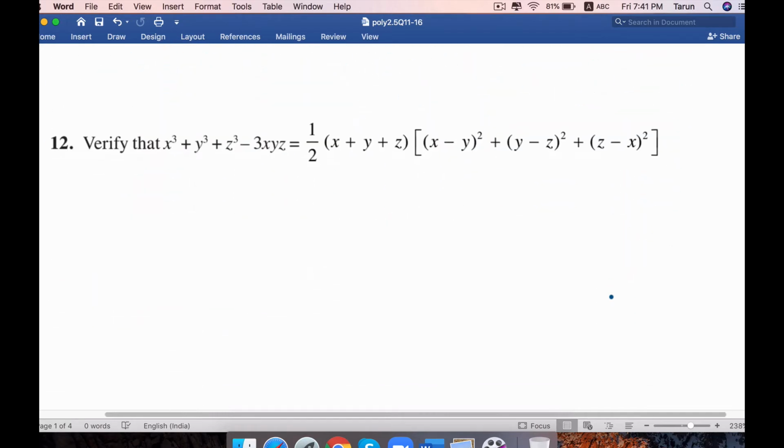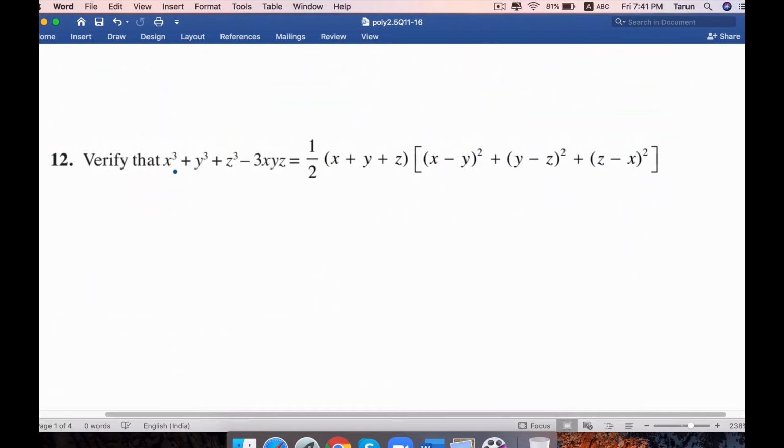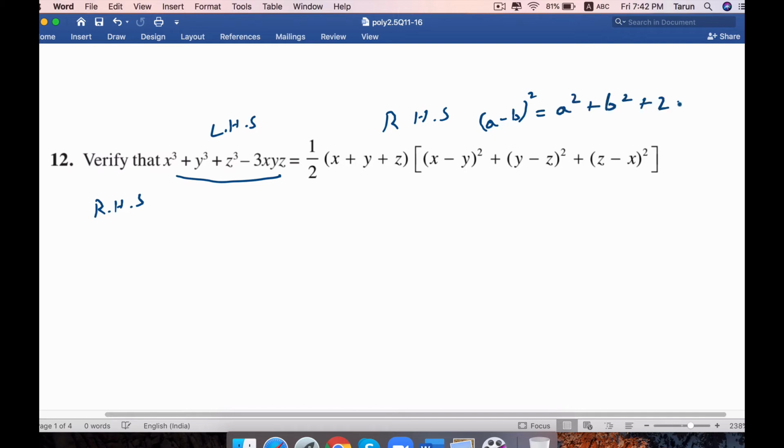Moving to question number 12. Now it says verify that this is equal to this. Now I cannot solve LHS in this case because there's nothing to solve, as I can see. I can, however, convert it to the identity, but it's better to solve this side, the RHS. Let's see. So I'll write RHS. Over here, this I can see is the identity a minus b whole square, which should give me a square plus b square plus 2ab.